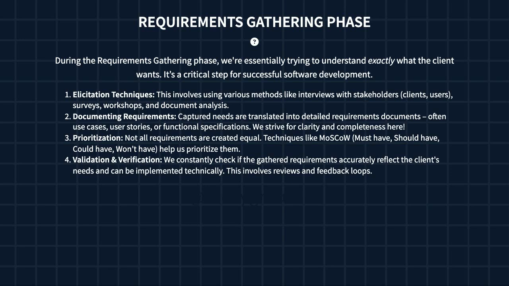All those collected needs are then documented clearly, often in things like user stories or functional specs. It's really important to prioritize these requirements too, so we know what's absolutely essential versus what's just nice to have. And finally, we constantly check that the gathered requirements actually make sense and can be built technically. It's all about ensuring alignment throughout the process.